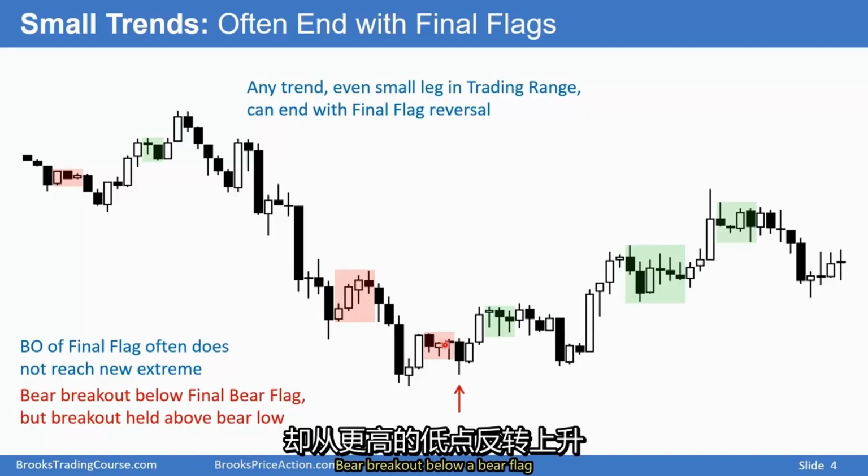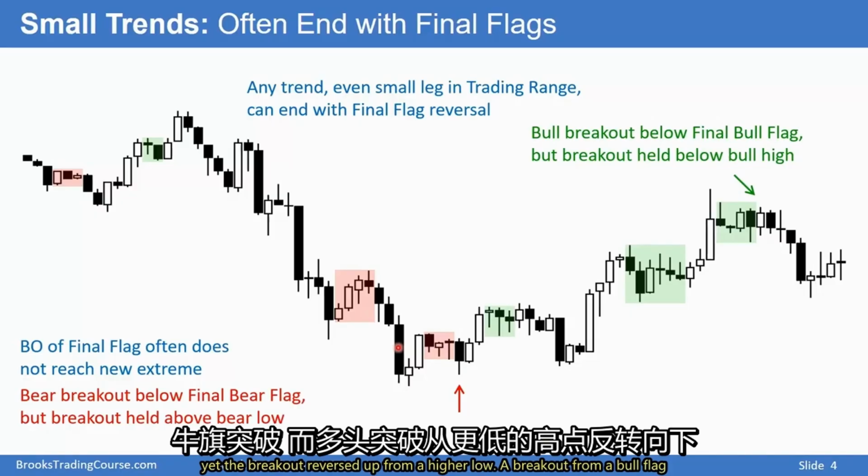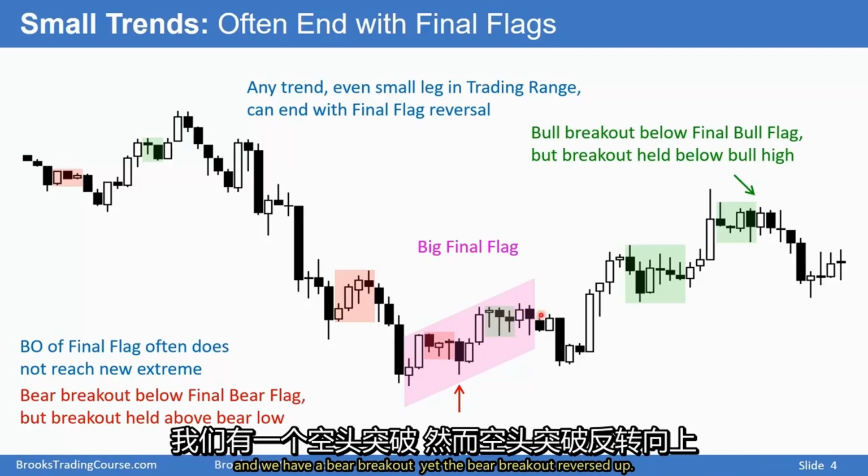Bear breakout below a bear flag, yet the breakout reversed up from a higher low. A breakout from a bull flag, and the bull breakout reversed down from a lower high. 2 legs up, you can call this a bigger bear flag, and we have a bear breakout, yet the bear breakout reversed up.